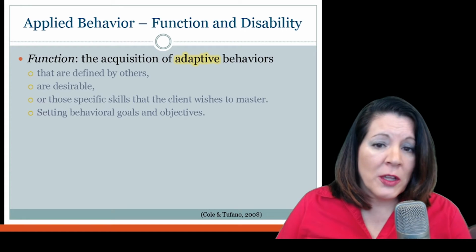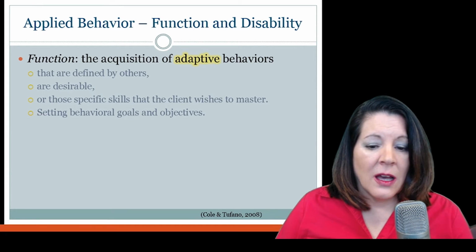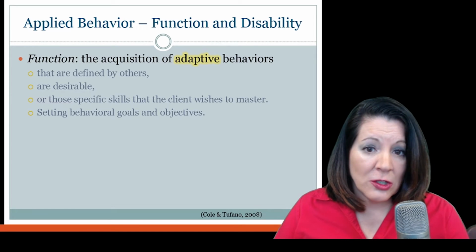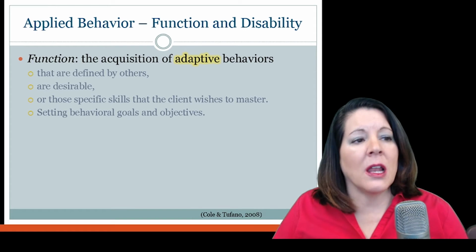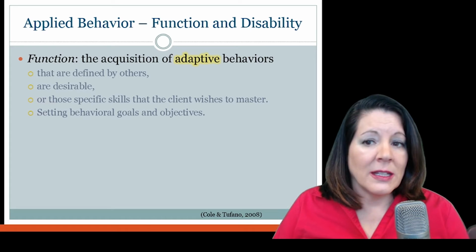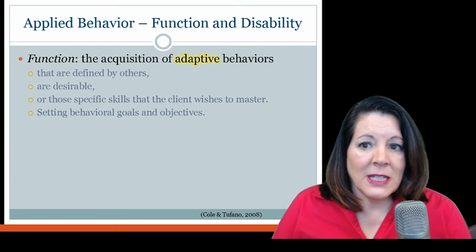So within all the applied behavior frames of reference, we're looking at the acquisition of adaptive behaviors, and that's the definition of function. It's not about meeting milestones. It's not about occupational competence or any such thing. It's simply about having adaptive behaviors. And what is an adaptive behavior?